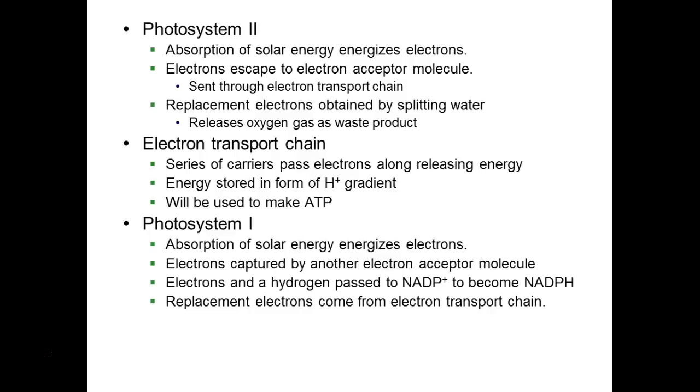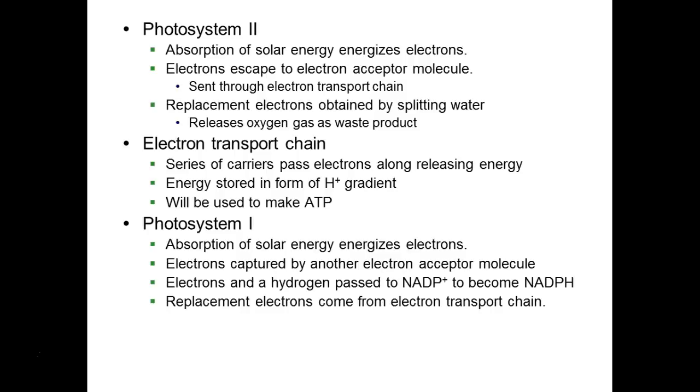The electrons in the reaction center escape to an electron acceptor molecule, and then they are sent through an electron transport chain. The electron transport chain is going to generate ATP by pumping protons. Now, the electrons that are lost from this reaction center have to be replaced. Chlorophyll can't keep losing electrons, so the electrons are going to be replaced by splitting water.